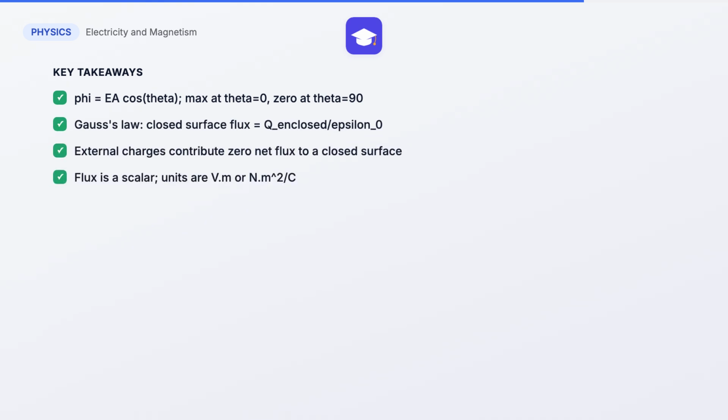Let's recap. Electric flux through a flat surface in a uniform field is EA cos theta, maximum when the field is perpendicular to the surface, and 0 when parallel to it. Through any closed surface, Gauss's law says total flux equals Q enclosed over epsilon naught, with charges outside the surface contributing exactly 0. Symmetric splitting like Q over 6 epsilon naught through one face of a cube with a central charge, and remembering that flux is a scalar are the key skills this topic tests.